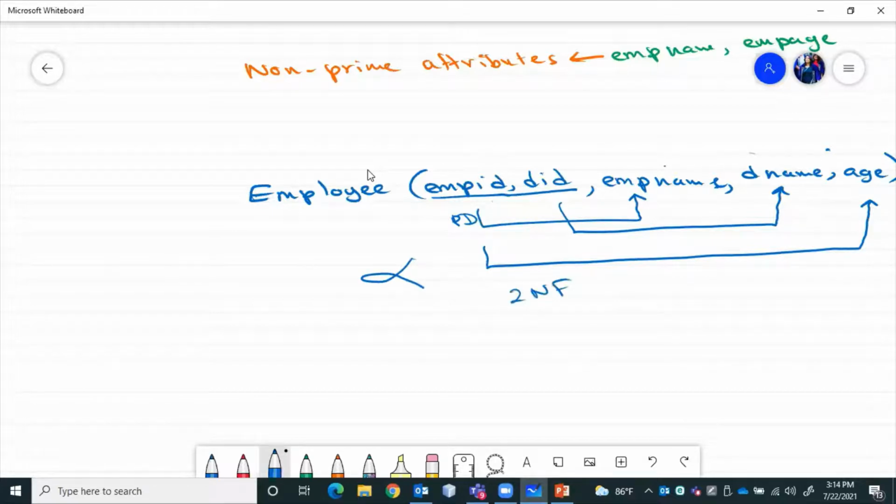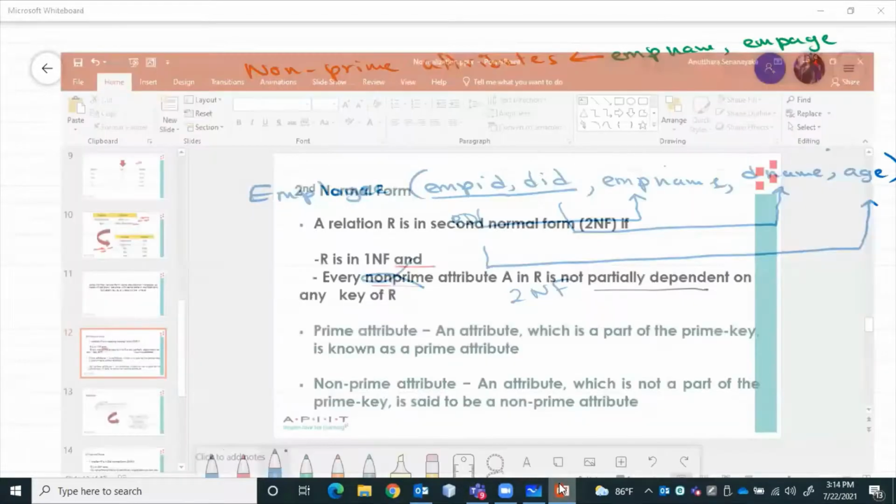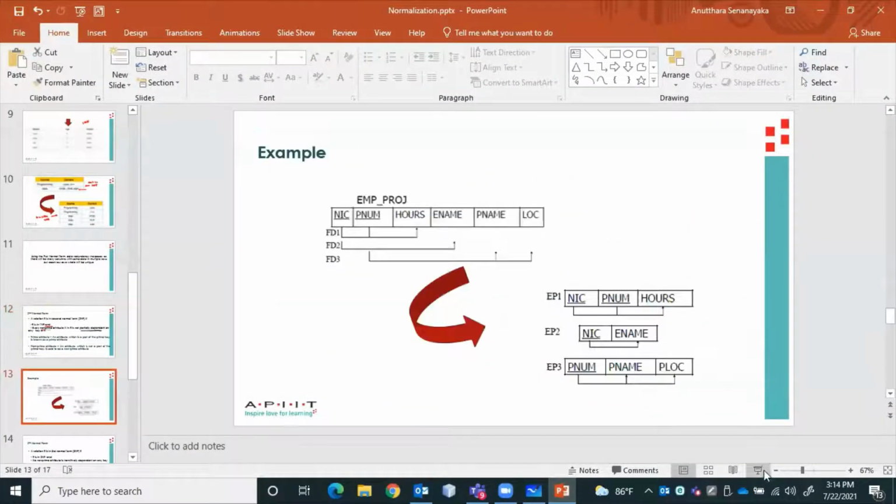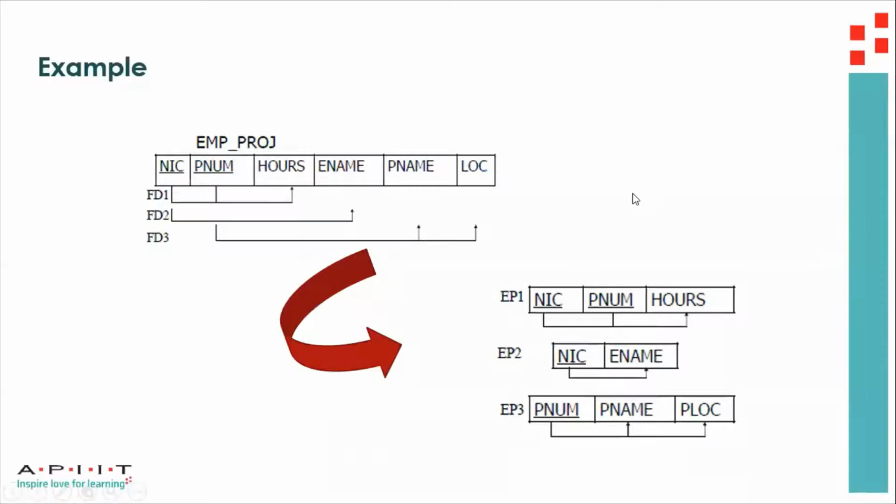So if you have a relation and you want to make sure whether the relation is in the second normal form, you cannot have partial dependencies like this. So let's move back to the lecture slide. I have an example there. The relation name is employee project. That means we want to track the employees who are working inside the projects, the projects that they work for, the number of hours and all.